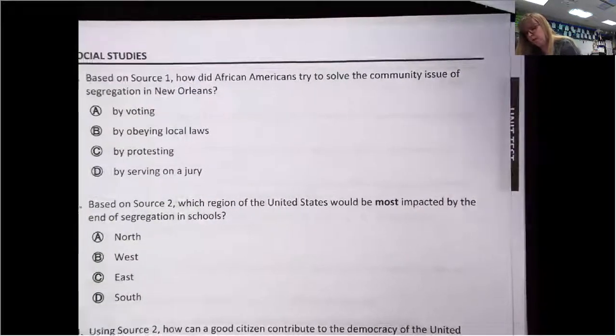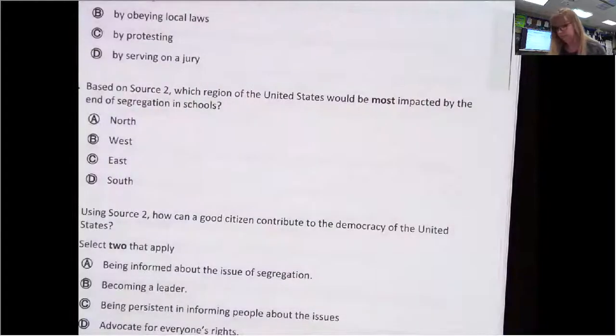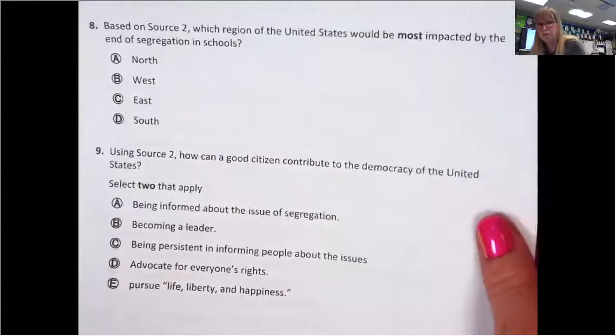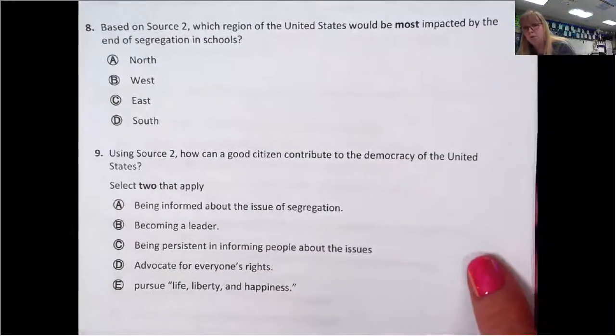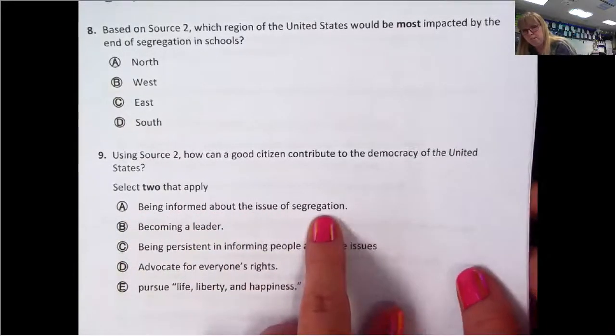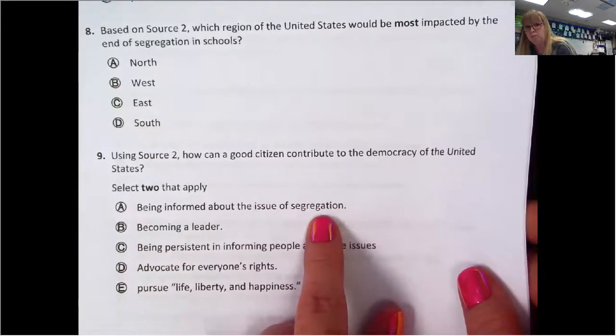Okay. Using source two, how can a good citizen contribute to the democracy of the United States? Okay. Remember, I've given you guys information about what my son and daughter-in-law have gone through. So being informed about the issue of segregation. So first, just being knowledgeable about what's going on.